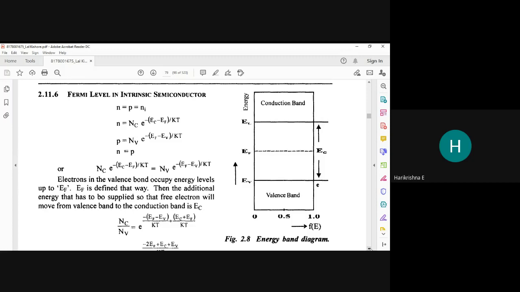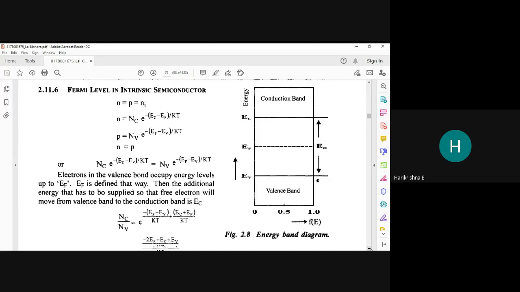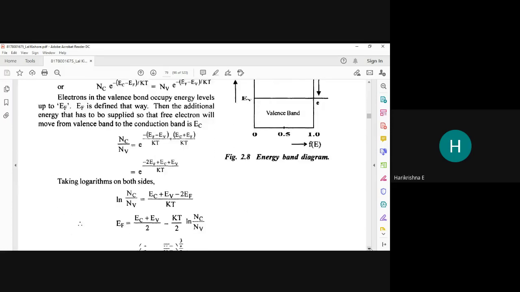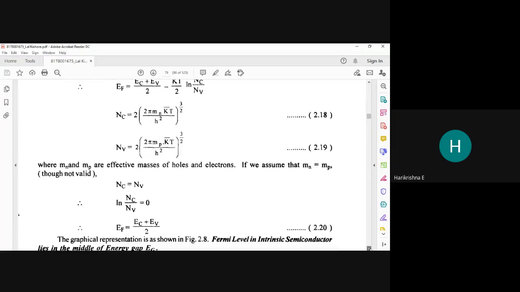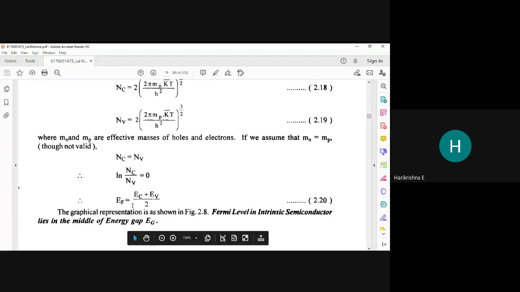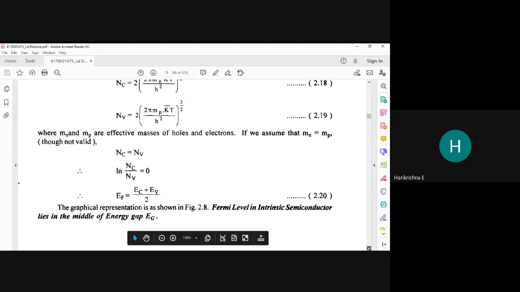The point of interest again here is to know the exact definitions of all parameters. These things are not required for the examination. If you know these parameters, you can easily enjoy the remaining subject. Previously for EEE also this mathematics was there. In the new syllabus, we have removed this one. So EF is equal to EC plus EV by 2, exactly in the middle. Fermi level always lies in the middle of the energy gap.